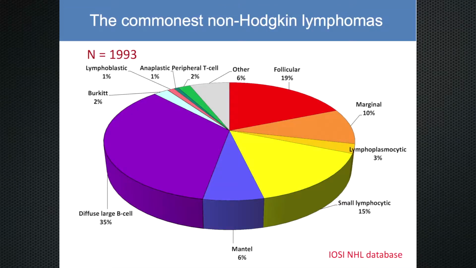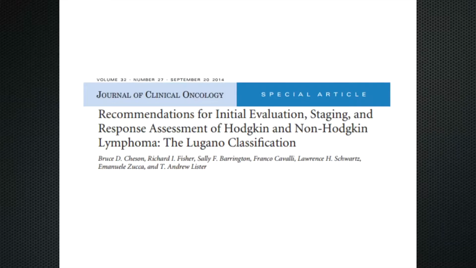Now, this is our database in our institute, encompassing about 2,000 cases of non-Hodgkin lymphomas, which is constantly updated so that we know exactly where we are standing, also with the outcome. And you see here the most common subtype, the diffuse large B-cell lymphoma, the follicular lymphoma, followed by the other subtypes. We have at least 30 different clearly defined subtypes.